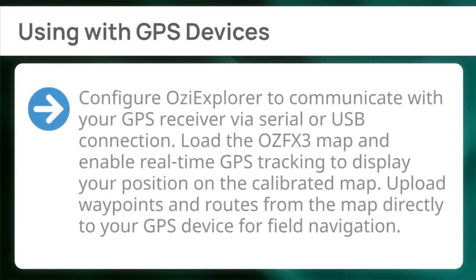Finally, using with GPS devices. Configure OziExplorer to communicate with your GPS receiver via serial or USB connection. Load the OZFX3 map and enable real-time GPS tracking to display your position on the calibrated map. Upload waypoints and routes from the map directly to your GPS device for field navigation.